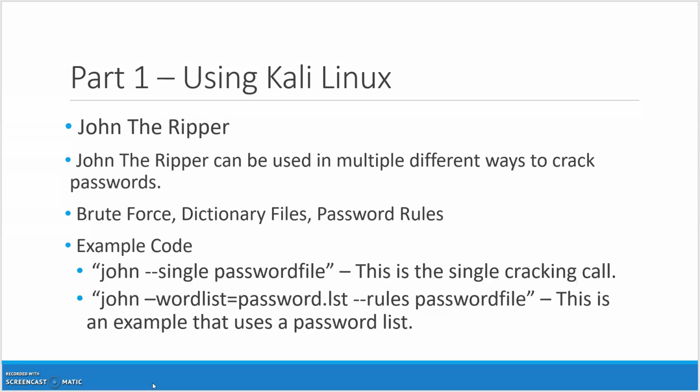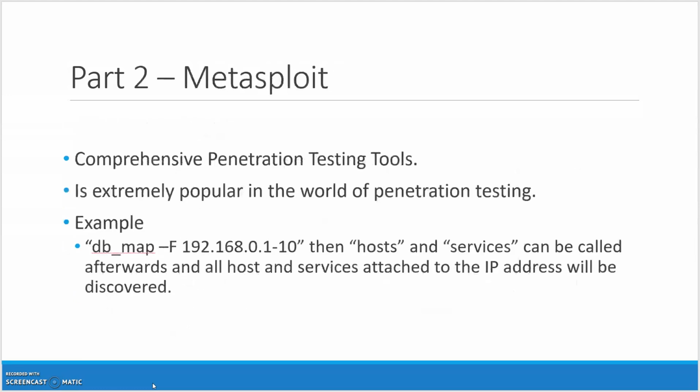So down the bottom you can see john --single password file. That's trying to do a single crack against the password file, and then underneath is one that is using a dictionary list. So it's going to that dictionary and checking those existing passwords, and then it's using some specified rules as well, against the password file.